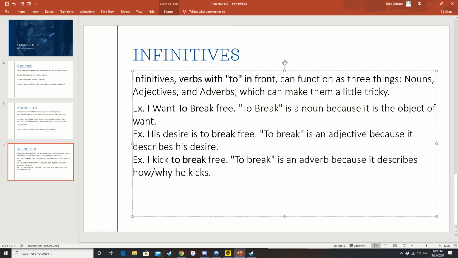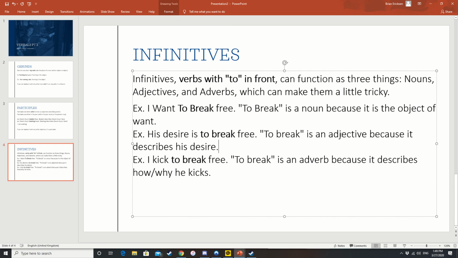I want to break free. To break is a noun because it is the object of want. Right? I want to break. That's fine. That works. I want squirrels. That works. I want an apple. That works. I want to break. That makes it a noun. His desire is to break free.